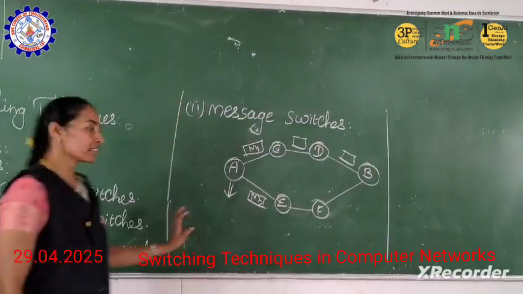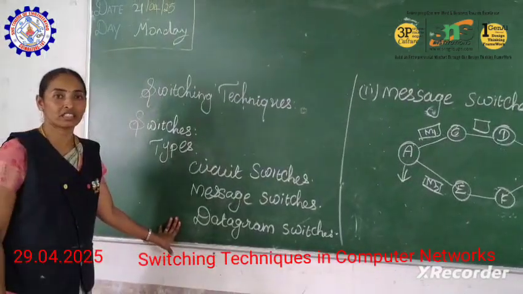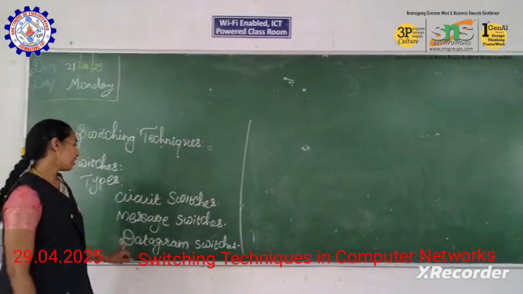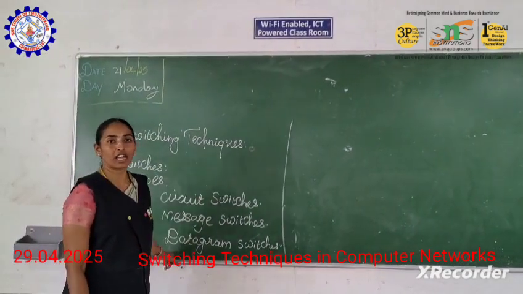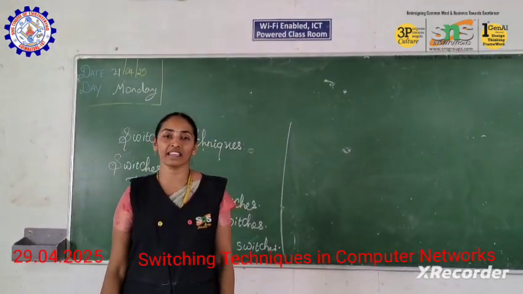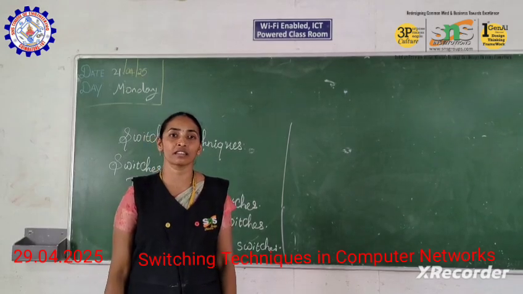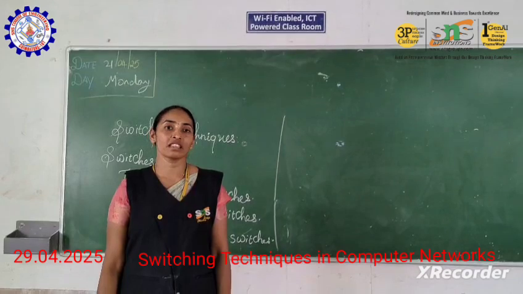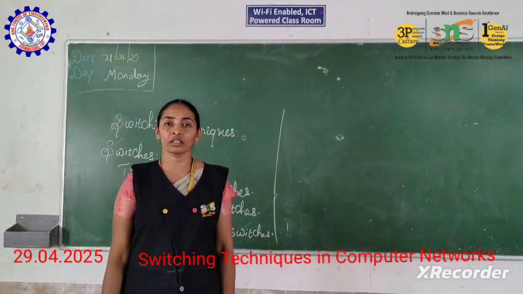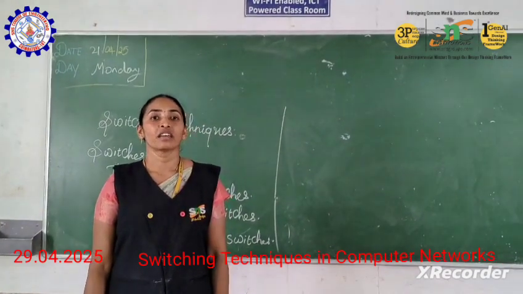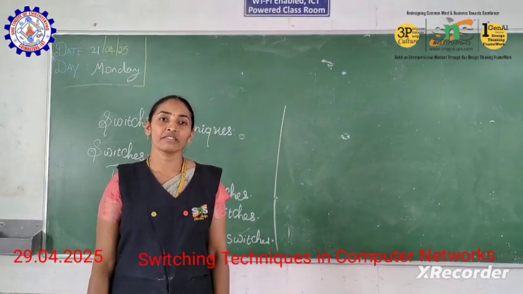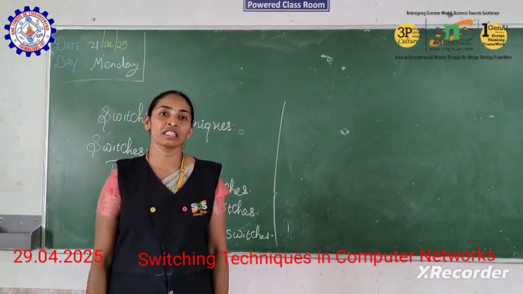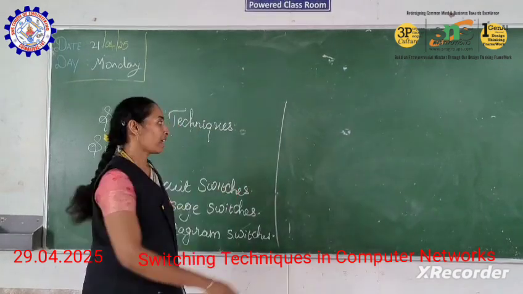Then the third technique is datagram packet switching. The third type of switching technique is the datagram packet network. We have to know what is meant by a packet. Actually, a packet is a smaller piece of an entire message. The whole message is divided into smaller pieces called packets. Then each and every packet will contain header information. This header information has the source and destination like this.